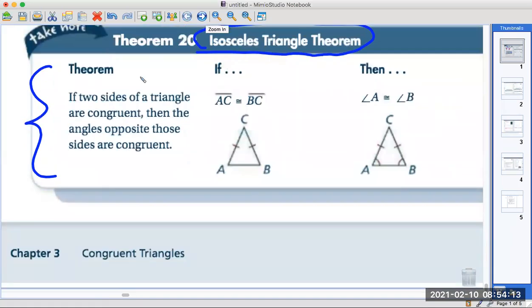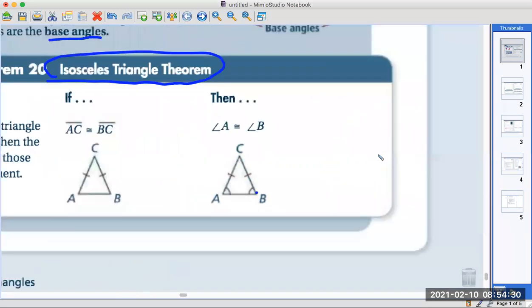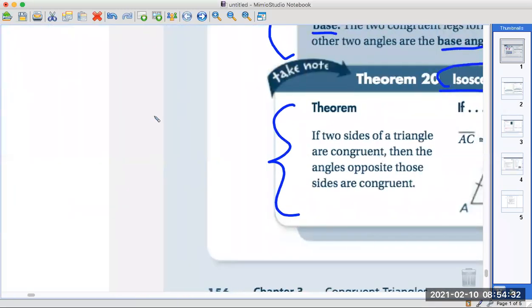If two sides of a triangle are congruent, then the angles opposite those sides are congruent. So these two sides being congruent makes these two angles, the base angles, congruent. That's what this says. And let's put "read" here so you can remember to study that.